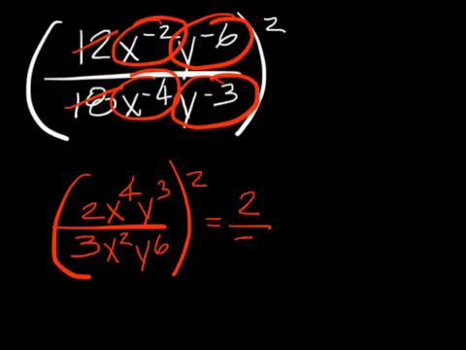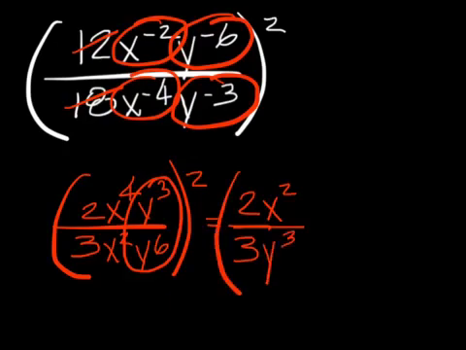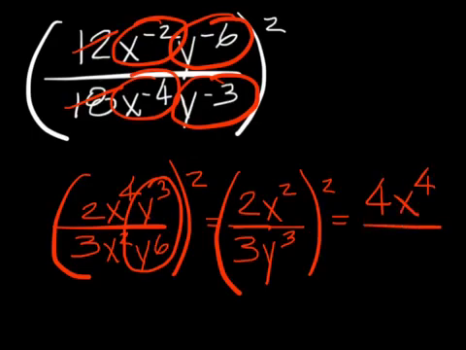Go back and simplify. X to the 4th over x to the 2nd is x to the 2nd on top. And for the y's, you will have a y to the 3rd on the bottom. Square everything to get 4x to the 4th over 9y to the 6th.